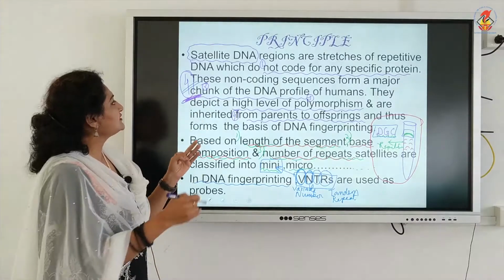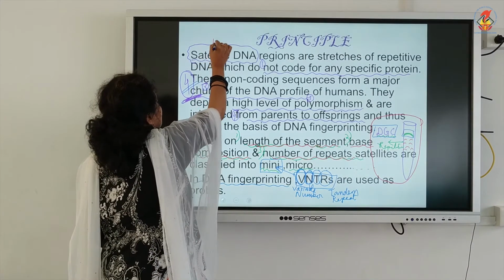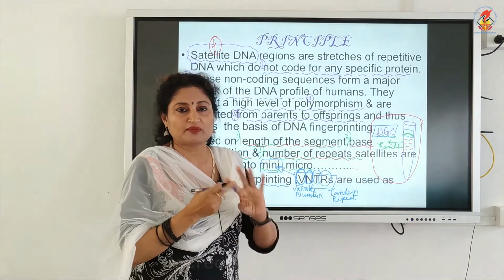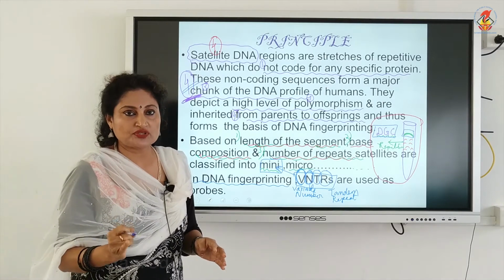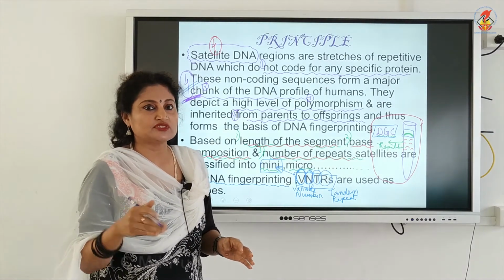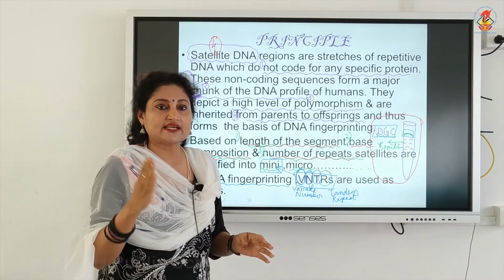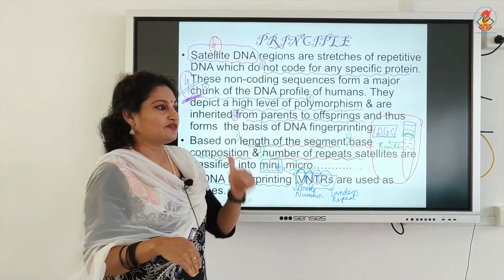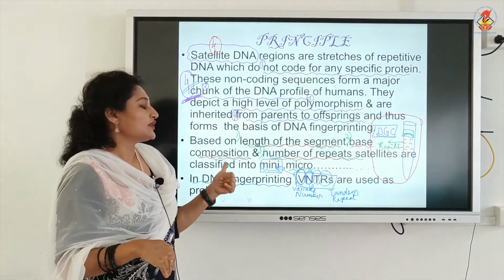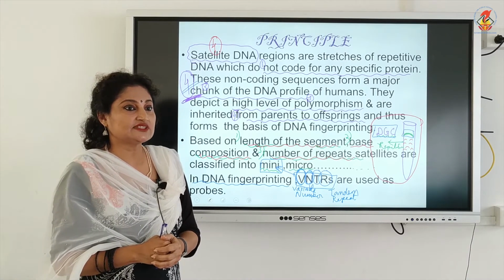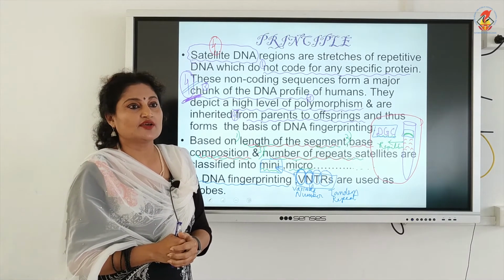Then third, you are giving the features of the satellite. There are 4 features of a satellite. So, that stands as a fourth point. So, you will remember 4 features. They do not code for proteins, they form a major bulk of the genome, they show high degree of polymorphism, and they are inheritable. And because they are inheritable, they serve as genetic markers. And fifth point you can say is, the type of satellite used in our DNA fingerprinting is which satellite? It is a mini satellite called VNTR.